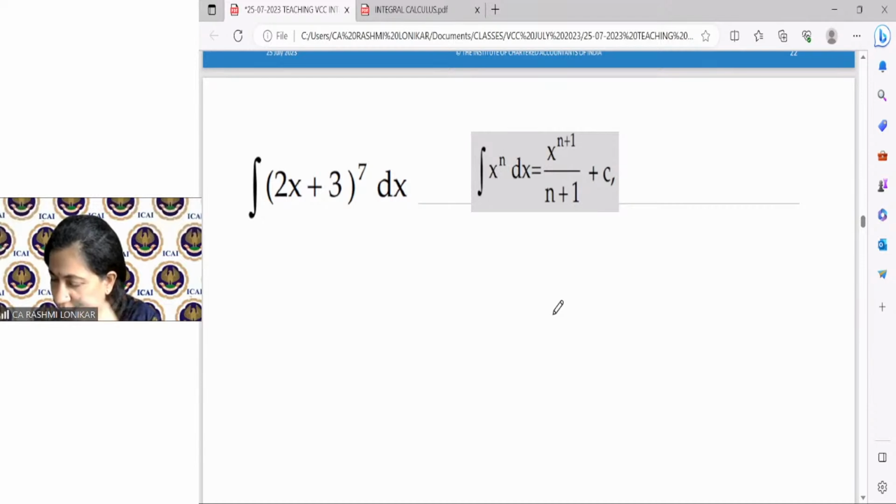Now crystal clear, Akshata? Yes. Amar, clear?